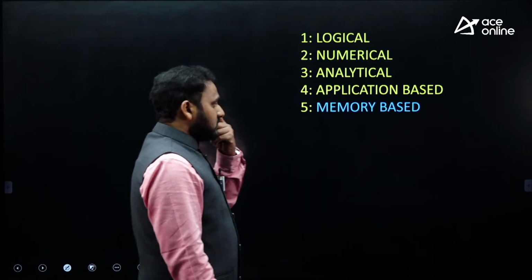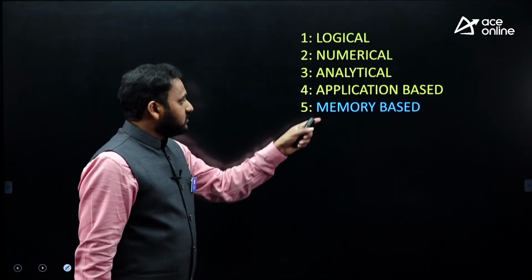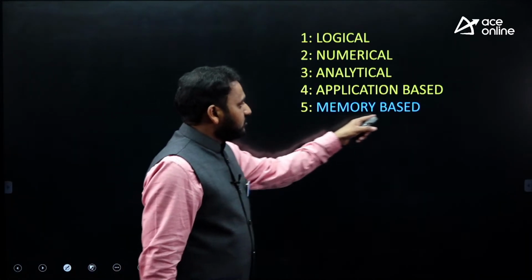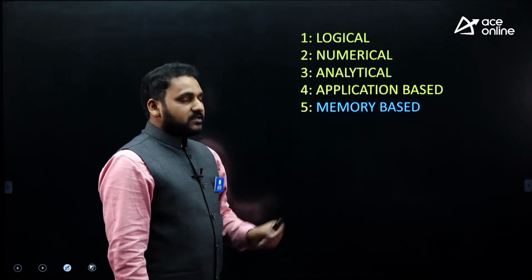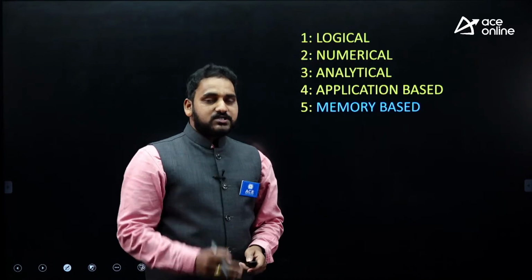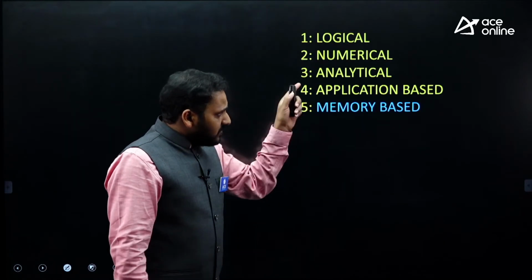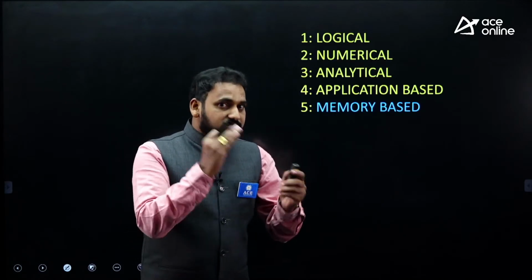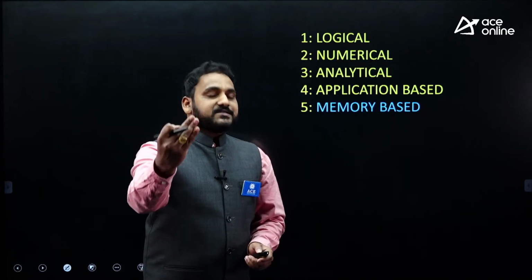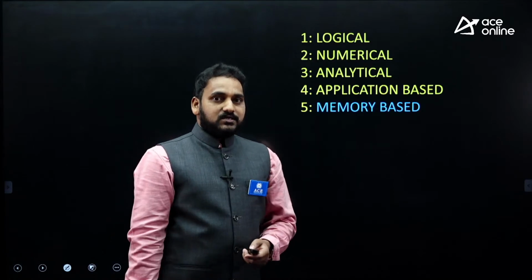Okay, next, memory based. Of course, I already told you. See, this is highlighted with a different color, blue. It means you should give least priority to memory based questions. But there are some questions found. Some memory based questions are also found in GATE, but it is only 0 to 2%, right?